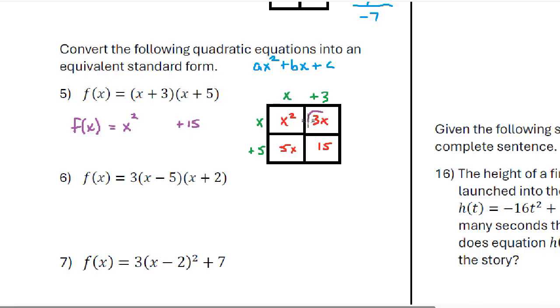These two values here, the upper right and the lower left, those are like terms. They both have the same variable with the same exponent of 1. X to the first, x to the first. We can combine those together. So 5x's plus 3x's is 8x's. And there is your standard form for question number 5.